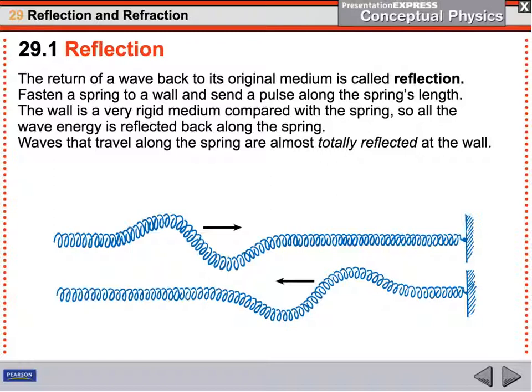Fasten a spring to a wall and send a pulse along the spring's length. The wall is a very rigid medium compared to the spring, so all the wave energy is reflected back along the spring. Waves that travel along the spring are almost totally reflected at the wall. So as they move down this direction, they hit the wall and it travels back the other direction. This is reflection.